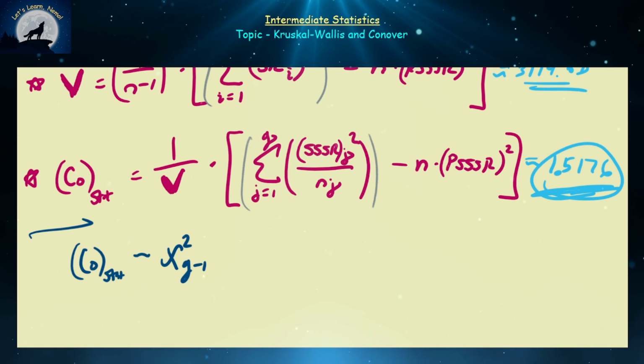Whatever we compared our Kruskal-Wallis test statistic to before, that's also what you're going to be comparing this Conover test statistic to in order to see whether you have evidence to believe that the variances are significantly different or similar to one another in terms of their spread rather than their measure of central tendency.